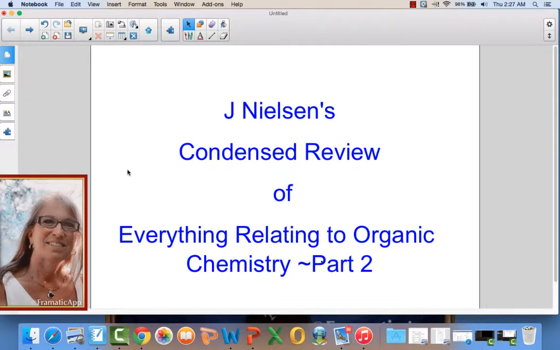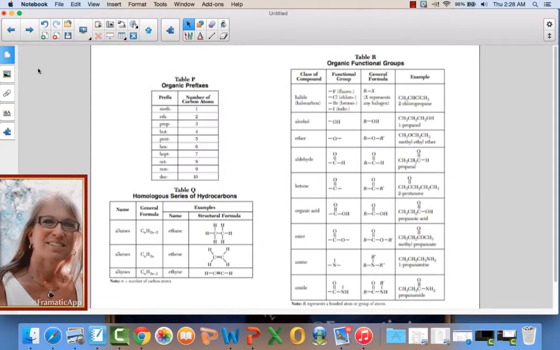Okay, so this is the second half of the condensed review of everything relating to organic chemistry. And I'm just going to pick up where I left off in the problems at the end of part 1. Again, you will need your reference tables P, Q, and R. As I go through these different problems, I will be referring to these tables.